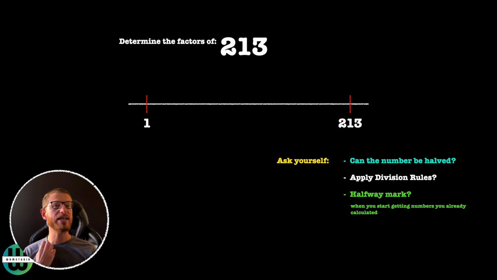So since 213 can't be divided by 2, I'm going to move on to 3. 2 plus 1 is 3, plus 3 is 6. Yes, it can be divided by 3. So my next group will be 3, and 213 divided by 3 will give me 71. Now, sometimes we are going to get a number that is a little bit more complex, and we're going to work out factor upon factor upon factor, and we're not going to get anything. This is one of those cases where 71 will be my halfway mark. So the factors of 213 will be 1, 3, 71, and 213.